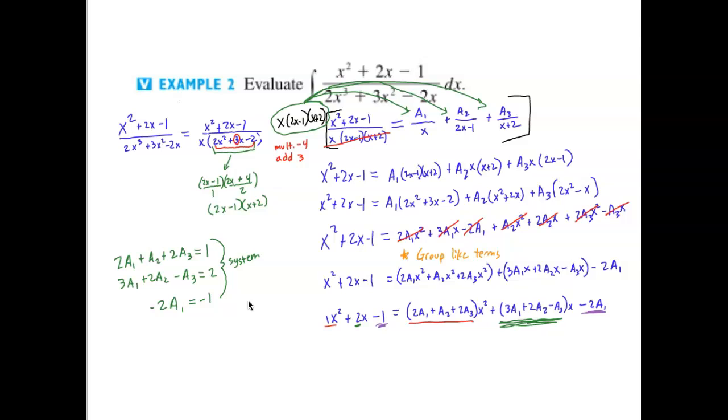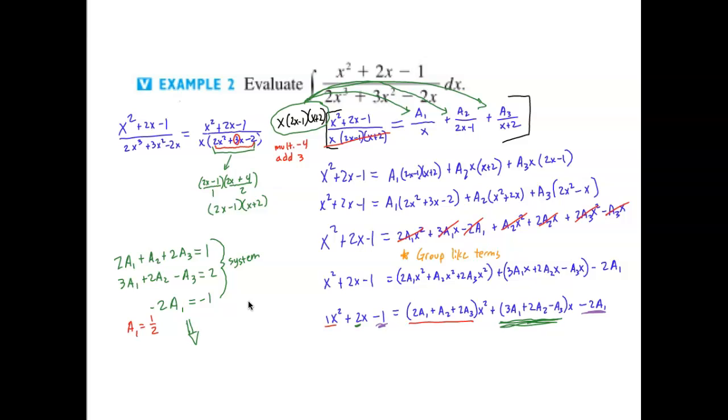This one's not too bad because of the last equation. The first thing we can immediately do is solve for a1, right? So by this last equation, we know that a1 has to equal positive 1/2, right? And so once we know what a1 is, we can then create a new system of equations where we just replace a1 with 1/2.